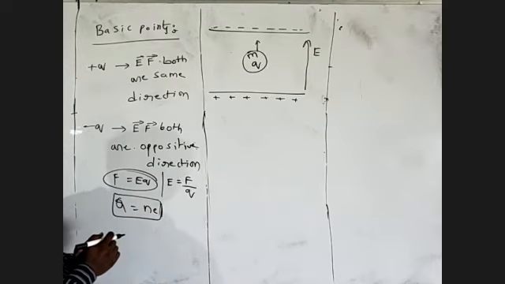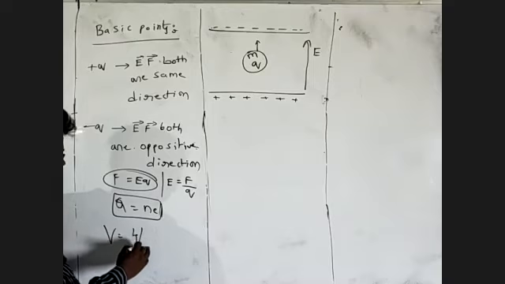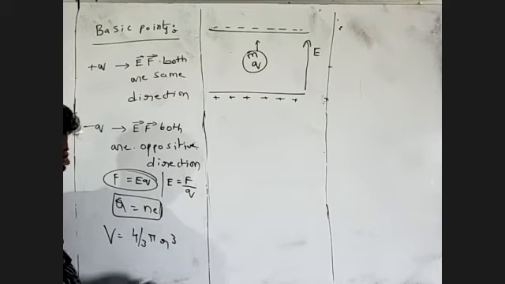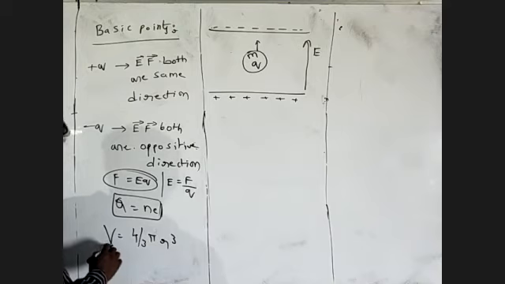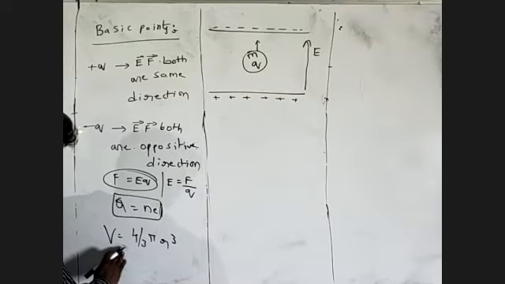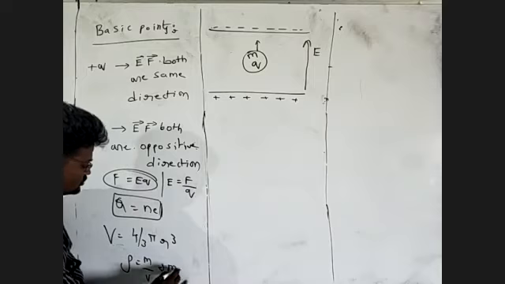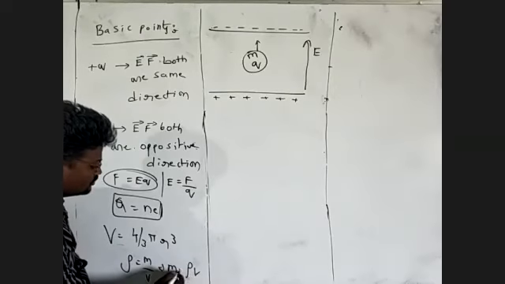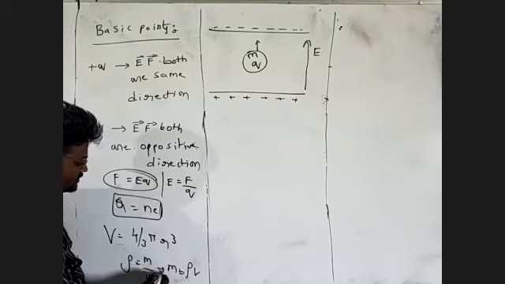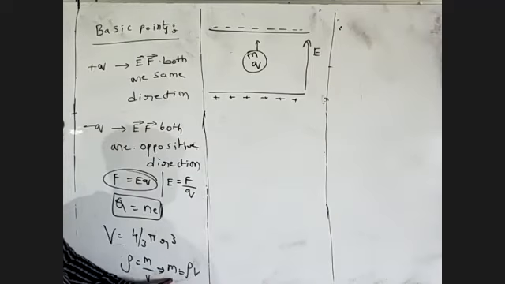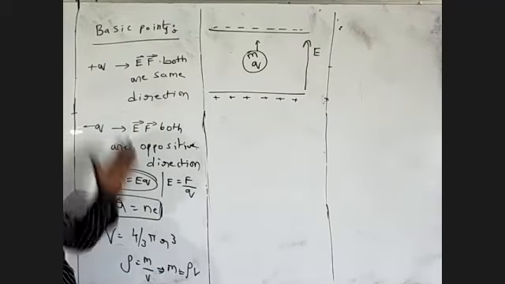Now, volume of the sphere. The volume of the sphere is V is equal to 4 by 3 pi R cube. Density is equal to mass by volume, so mass is equal to rho V. This is a basic point. Density is called mass by volume, M is equal to rho V. This is a basic point.